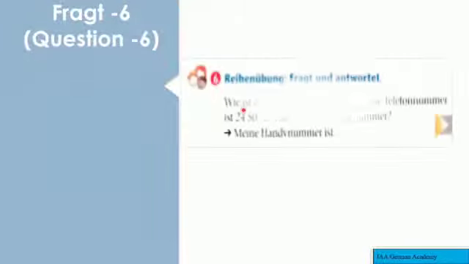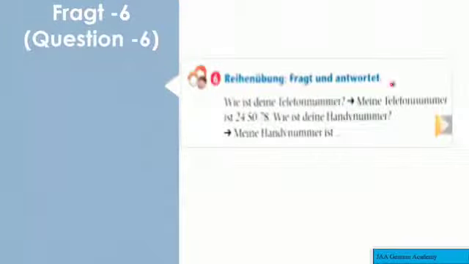Frage 6, question 6. Random fragt und antwortet. In this question, you have to answer the questions given and you have to complete the chain. So first I'm going to tell you all the answers in German and then in English. Antwort 6, answer 6. First I'm going to tell you in German.